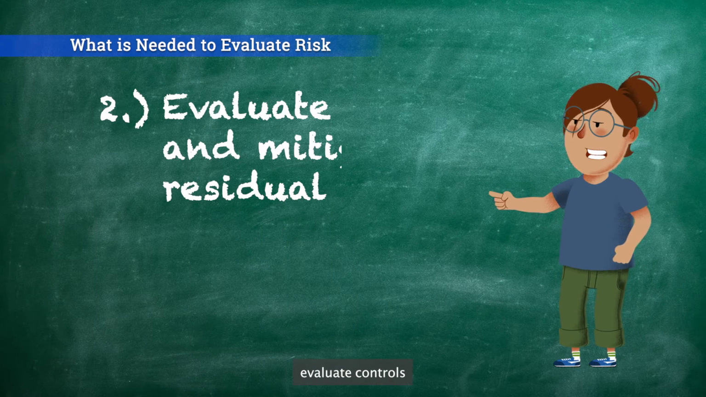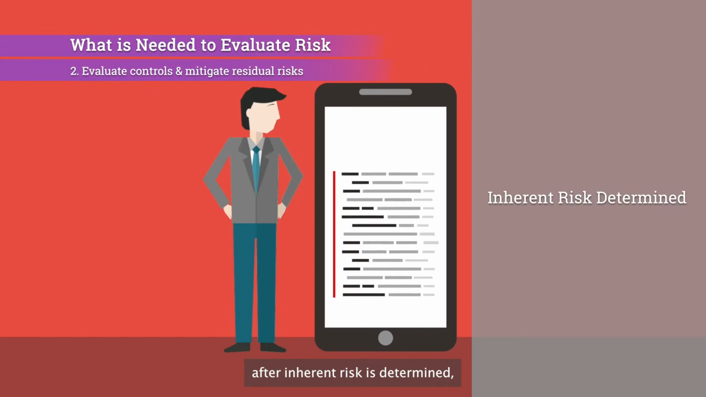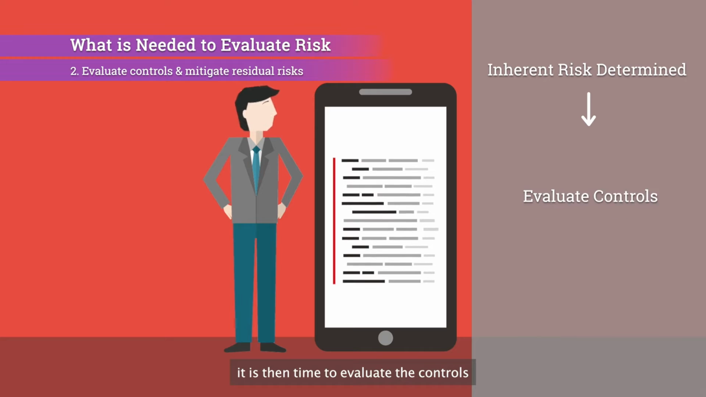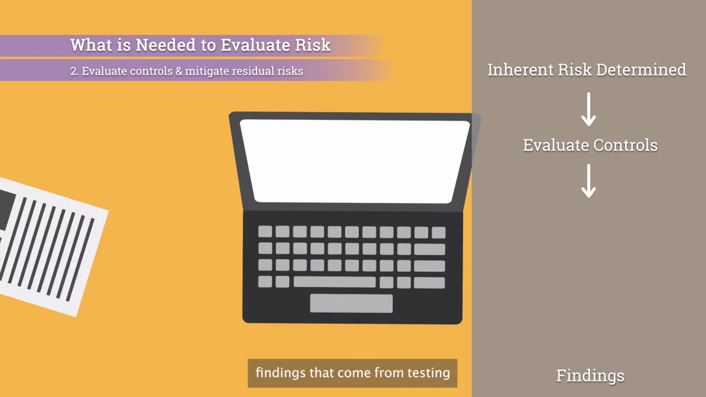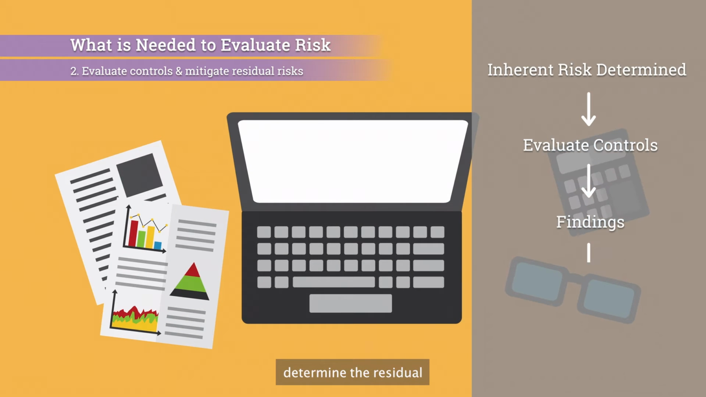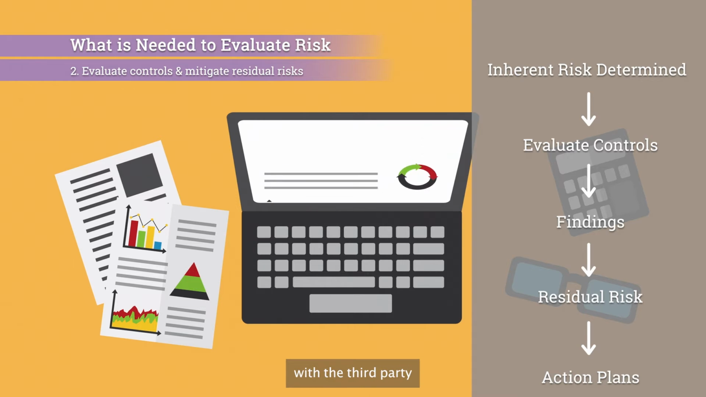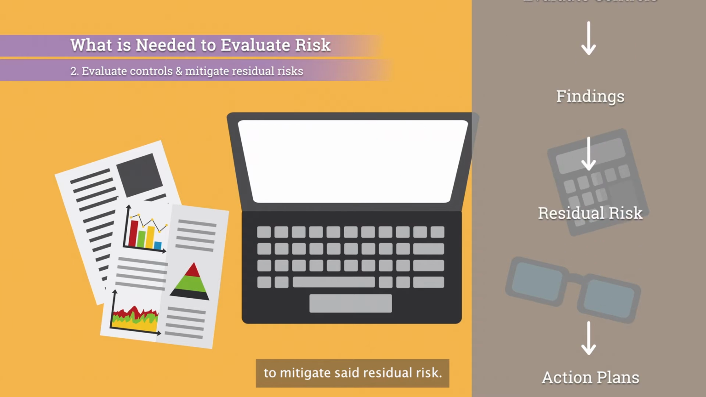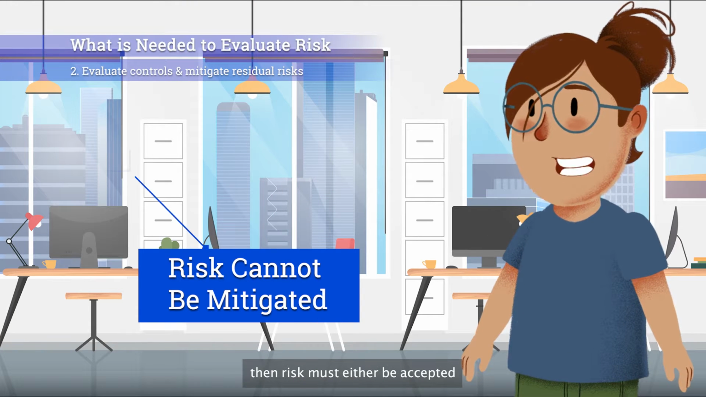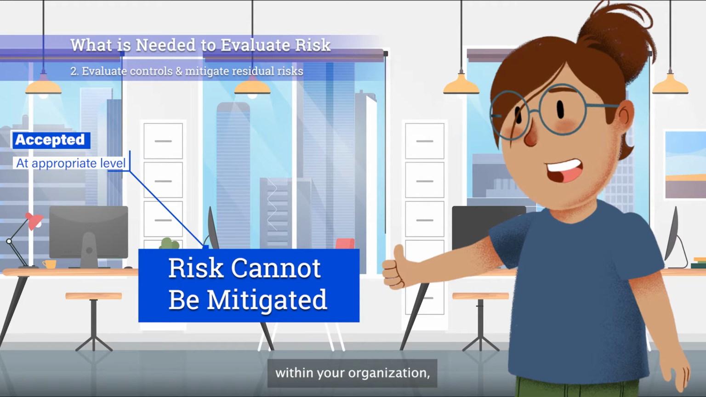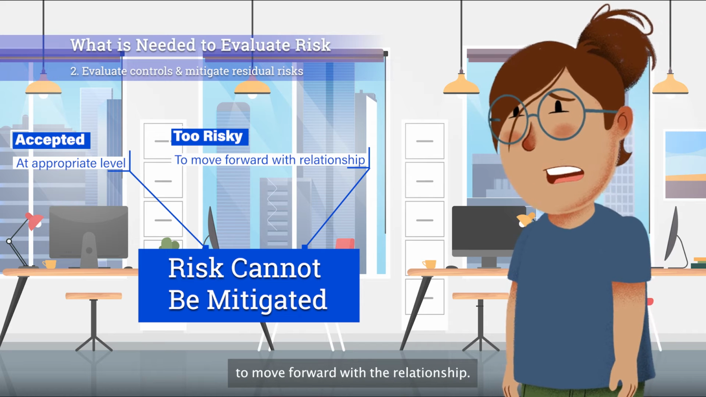Number 2, evaluate controls and mitigate residual risks. After inherent risk is determined, it is then time to evaluate the controls the third party has in place to mitigate the inherent risk. Findings that come from testing these controls determine the residual risk of a third party. Action plans should then be established with the third party to mitigate said residual risk. If risk cannot be mitigated, then risk must either be accepted at the appropriate level within your organization, or you may determine that it is too risky to move forward with the relationship.